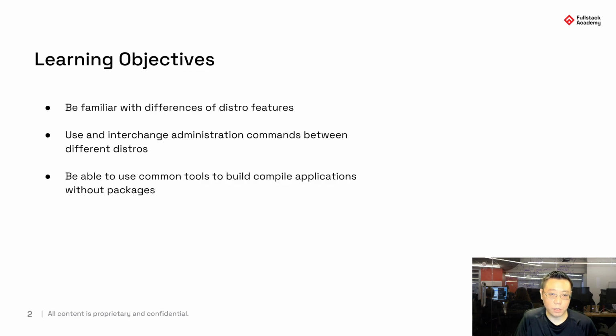Our learning objectives include being familiar with different distribution features. So, the differences between Debian, Ubuntu, CentOS, Red Hat, we need to know and we might be able to use all of them above in our solution. Ultimately, we need to know some of the main key features. We also need to interchange different administration commands between the distros and be ready to recognize when we need to use one or the other.